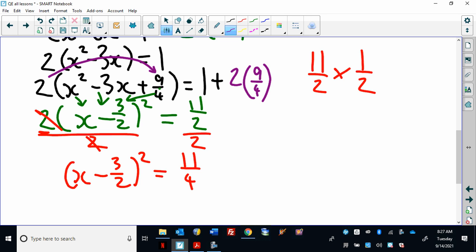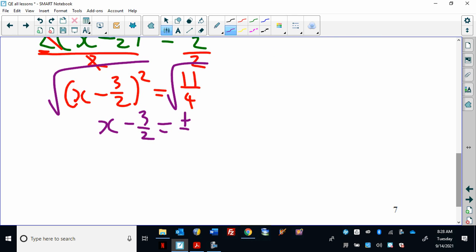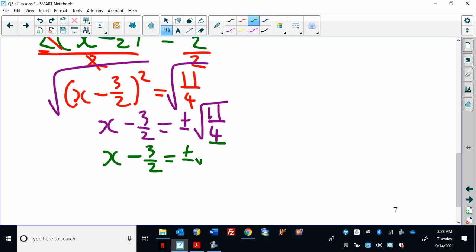Now you can take the square root of both sides. Square root, 3 over 2, plus or minus. Now here's where we get into the little nitty-gritty of things. Plus or minus the square root of 11 over 4. Let's just write it like that for now. But 4 does have a perfect root, so you can actually write that as plus or minus root 11 over 2.